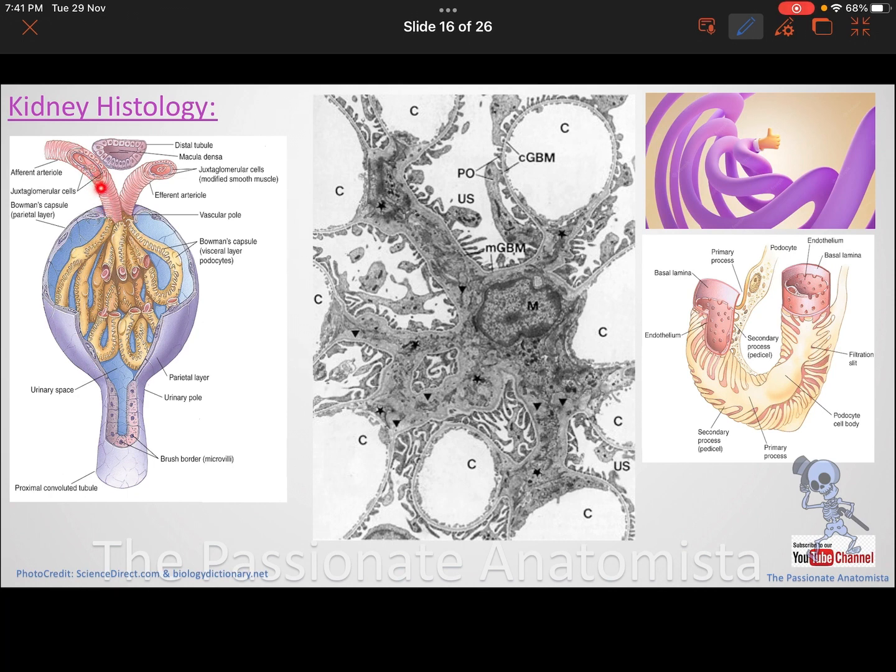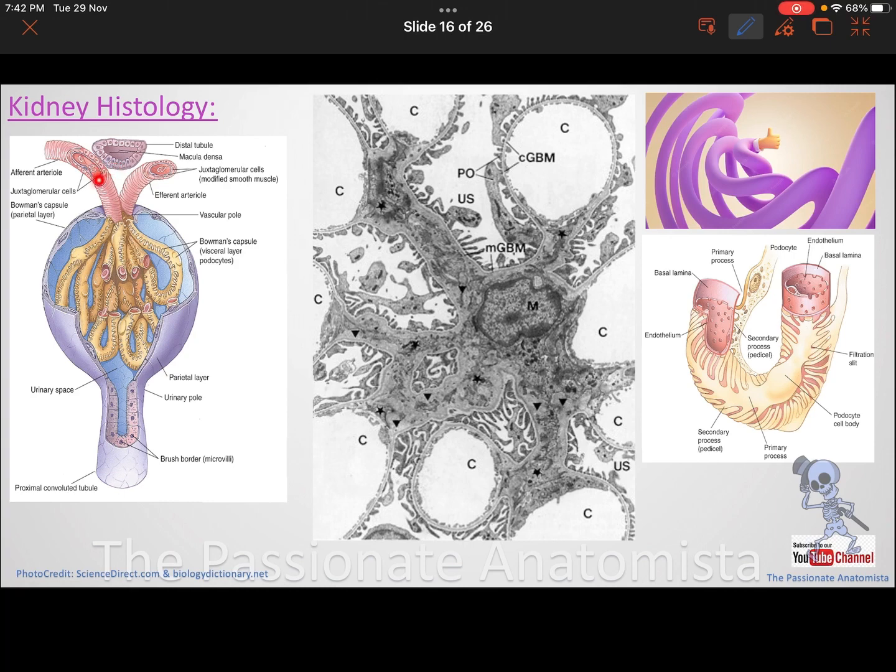So these are what we call the juxtaglomerular cells. These cells are modified smooth muscles in your capillaries that are going to form the glomerulus. And once the macula densa senses that there is low sodium levels, it's going to activate those cells.